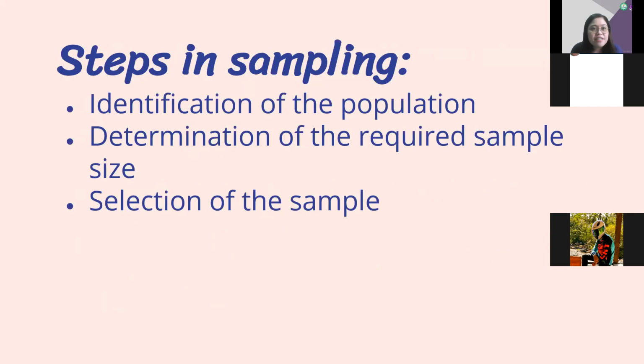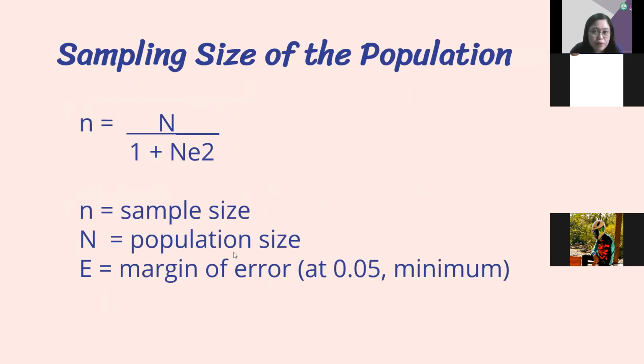So we have here steps in sampling. Number one, identification of the population, and then determination of the required sample size, and selection of the sample. So later ko na ipakita yung example kung paano ito sinusulat, ha? Both sa descriptive na study and sa experimental na study. So dito muna tayo sa pagko-compute ng sampling size.